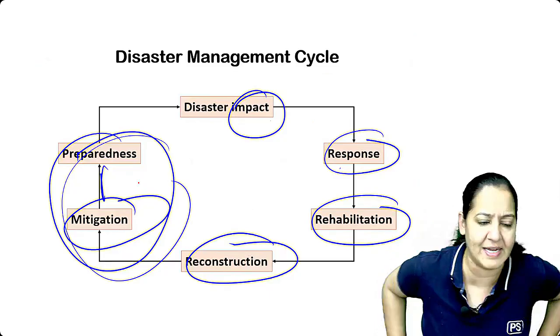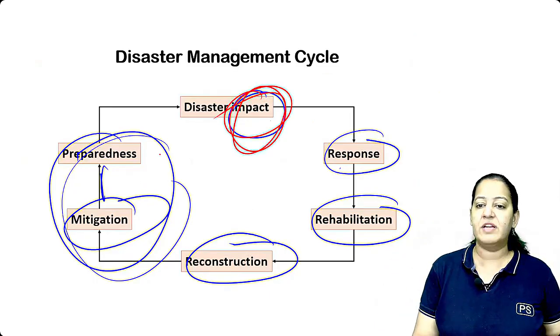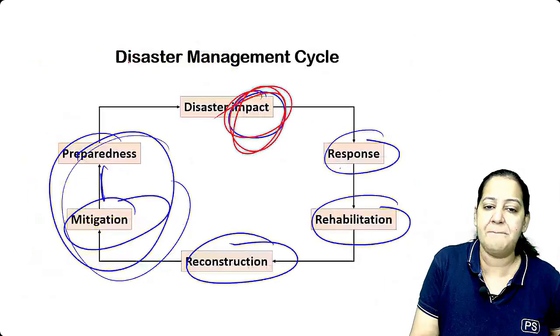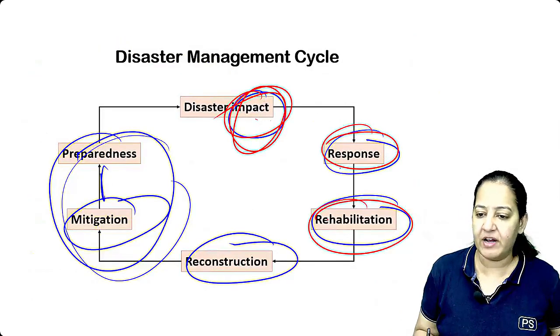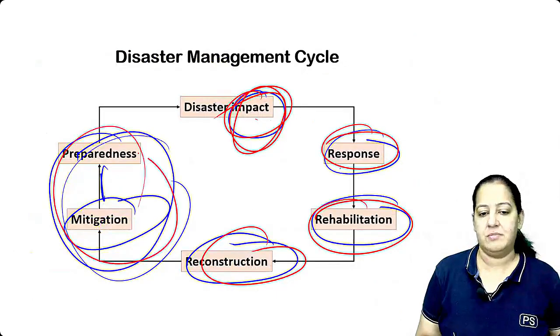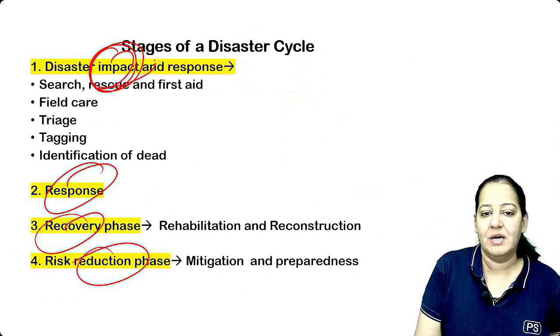See, it's very interesting. Small chapters and very interesting chapters. Let me start with the disaster impact. One by one, you have to learn the cycle. So let's start with the impact. After impact, I will explain response. After that, I will tell you recovery. Rehabilitation and reconstruction is recovery. And finally, mitigation and preparedness. So one by one, we will see them. Let's start with impact, disaster impact.